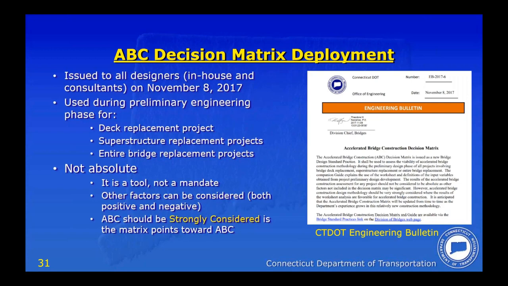As I said before, we want its use on all deck replacement projects, superstructure replacement projects, and entire bridge replacement projects. It is a tool that's used during preliminary design because a decision needs to be made at that point, before we engage the public and our local town leaders, our town governments, on whether we're proposing an ABC project or not. Because the outcome of that dialogue becomes subject matter in our design approval document.